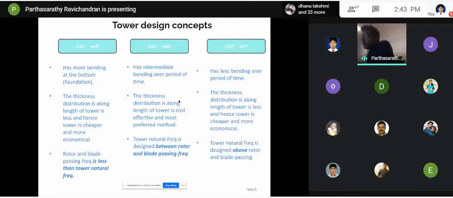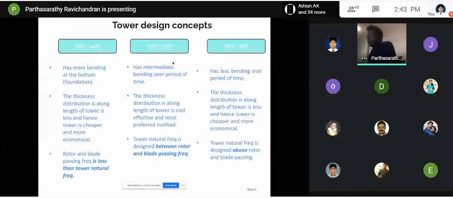It is cheaper cost-wise, and functionally, design-wise, it is able to deliver. But the cost of the tower will be much more economical when they go with soft-stiff. Mostly, 60% of the turbines in the last 10 to 15 years, as the materials have been developed well, are being designed in the soft-stiff stages.